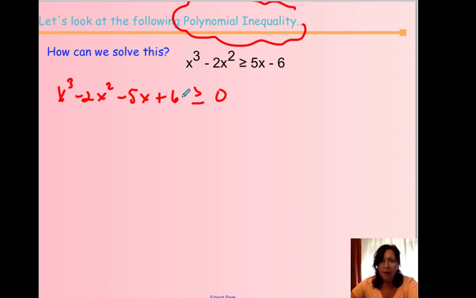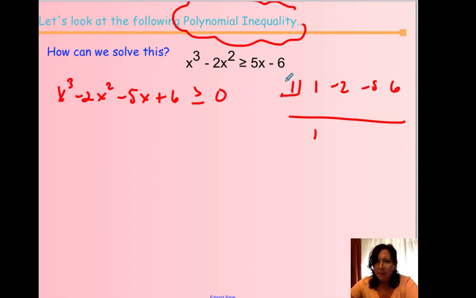This is not going to be done by factoring by grouping. So we are going to try to plug in a number that does work. I'm going to try 1. And just make sure these are decreasing: 3, 2, 1, 0. Okay, done. 1, we have -2, we have -5, and we have 6. So adding down, multiplying across, adding down, multiplying across, adding down, multiplying across, adding down.